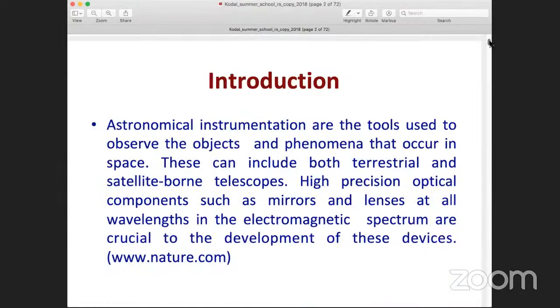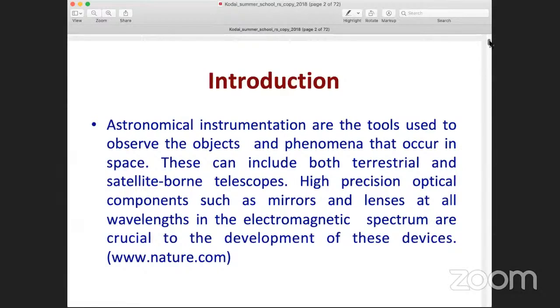So what is astronomical instrumentation? As per the prestigious science journal Nature, it's defined as: astronomical instrumentation are the tools used to observe the objects and phenomena that occur in space. These can include both terrestrial and satellite-borne telescopes. High precision optical components such as mirrors and lenses at all wavelengths in the electromagnetic spectrum are crucial to the development of these devices.